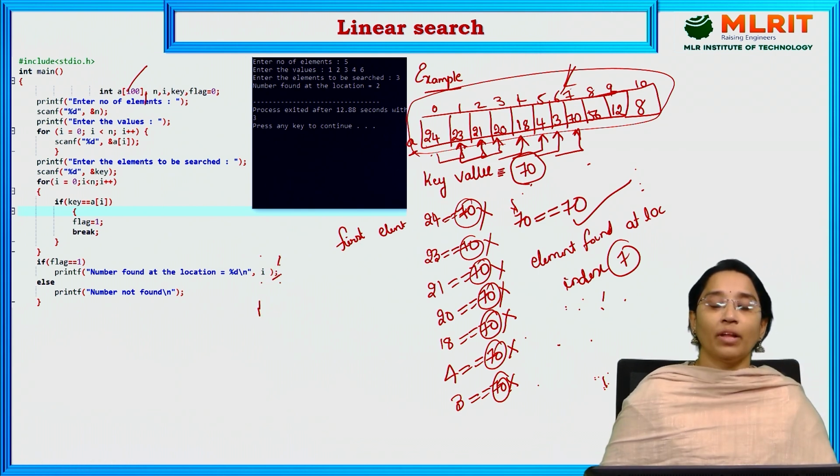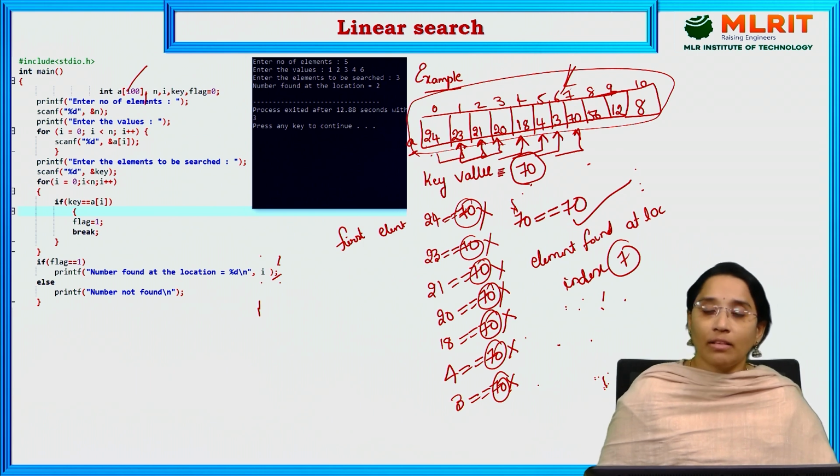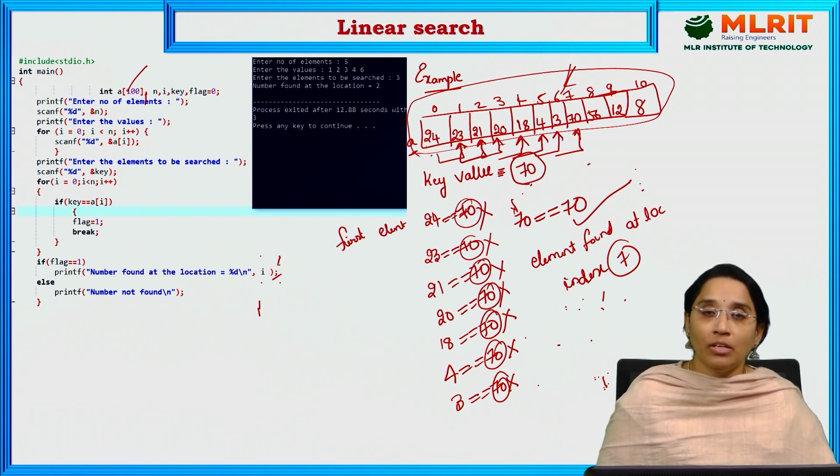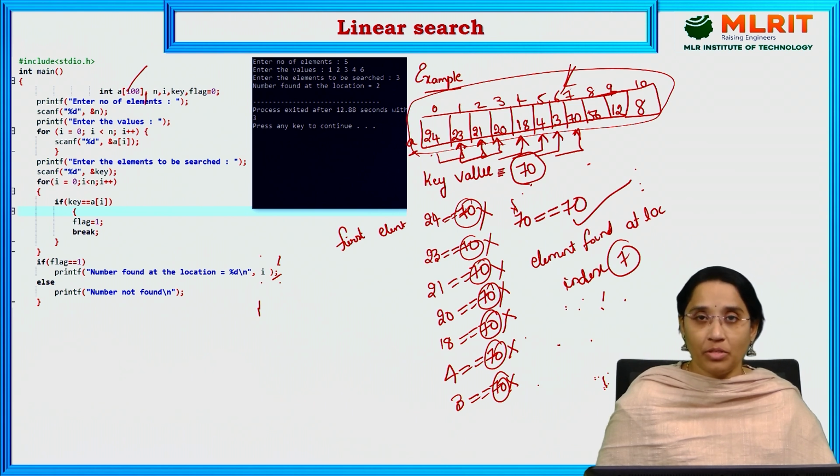So what is flag? I'll tell you. Flag is nothing but a positive integer associated with two values, either 0 or 1. True means 1, false means 0. So initially flag is set to 0. Here in the first line, #include <stdio.h>, int main.